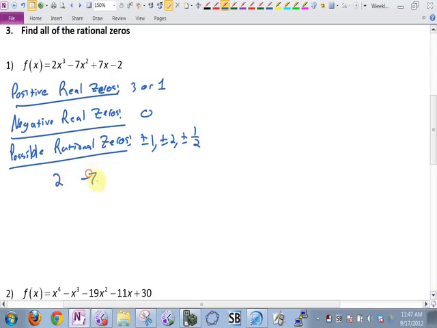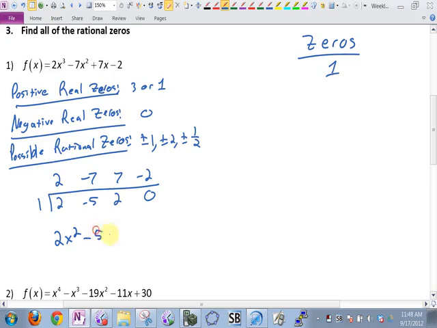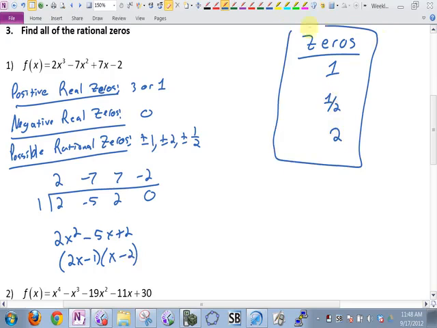So we start synthetic substitution: 3, negative 7, 7, negative 2. So let's plug 1 in. That gives me 2, negative 5. Negative 5 and 7 is 2. 2 and negative 2 is, in fact, 0. So keeping a list of zeros off to the side, 1 works. Then we have a depressed polynomial. It's a quadratic, 2x squared minus 5x plus 2. That factors down to 2x minus 1 times x minus 2, I think. Yep, that works. So we have the zeros 1/2 and positive 2. Pretty easy.